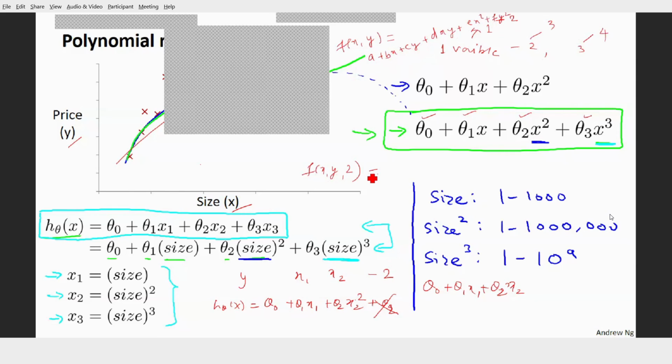Generally, if I ask you to write a simple quadratic equation in one variable, you simply write a plus bx plus cx square.